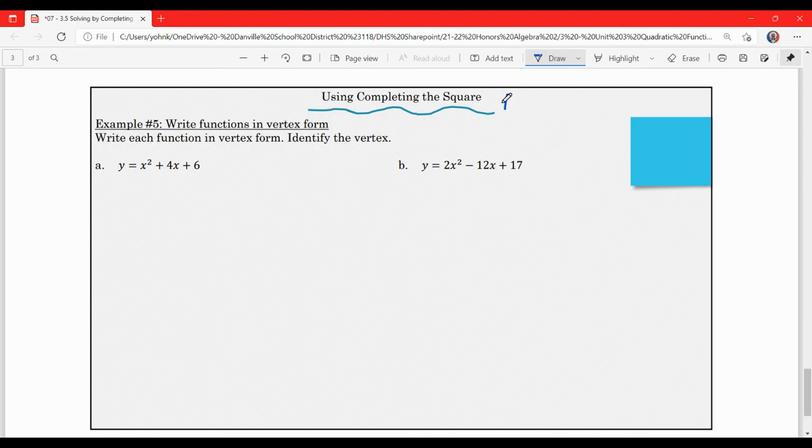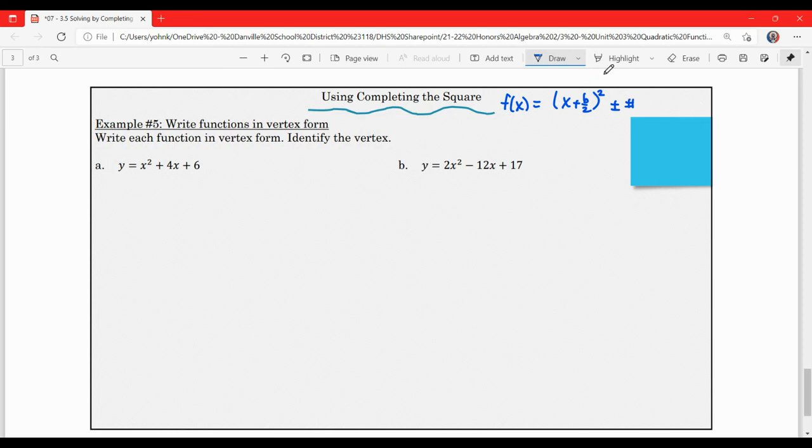Vertex form usually looks like f of x equals, you have an x and like a minus or a plus inside. So we'll say, I don't know, plus b over 2, it's squared. And then you have a plus or a minus number over here, and then some kind of number.